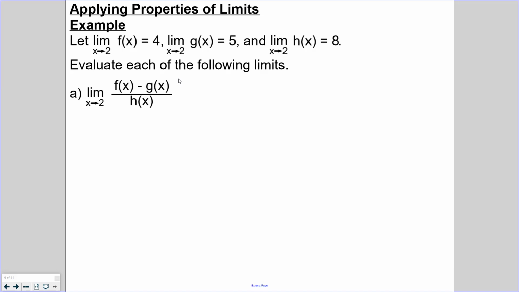So let's do this correctly. We first want to take this and break it apart based on the division. So the limit of the numerator, and we'll divide that by the limit of the denominator.